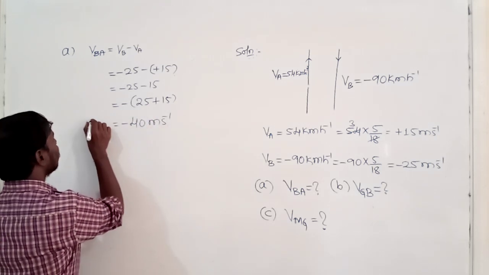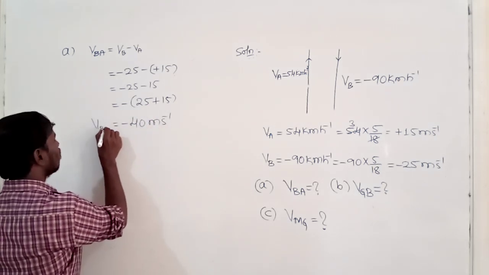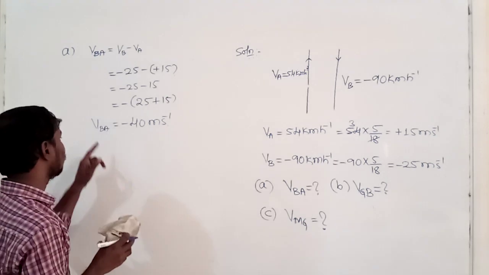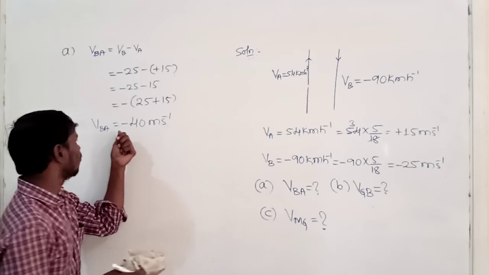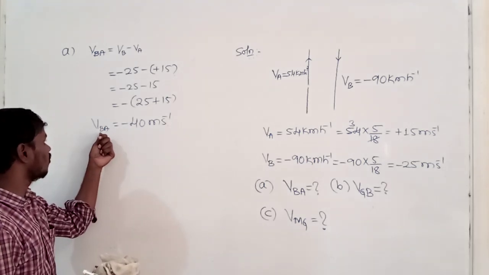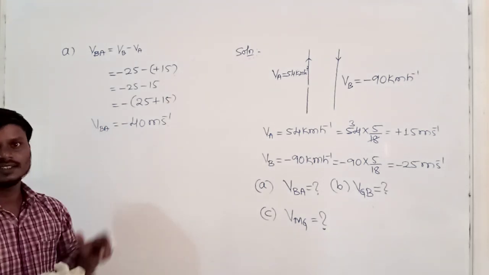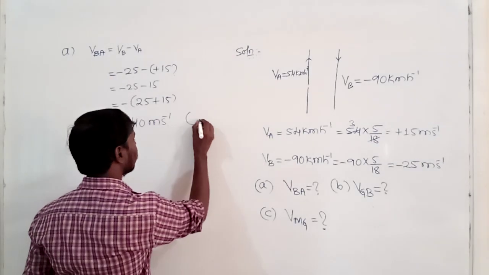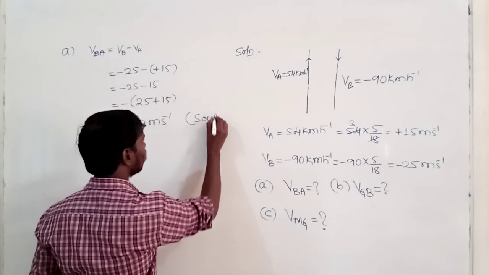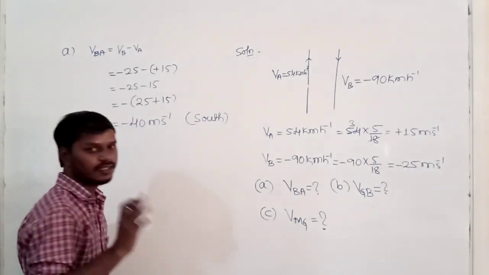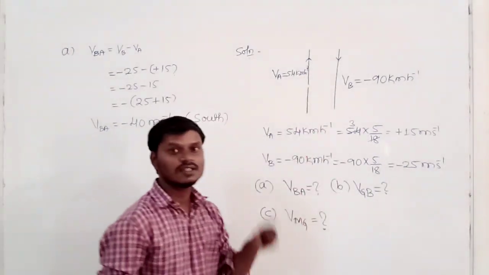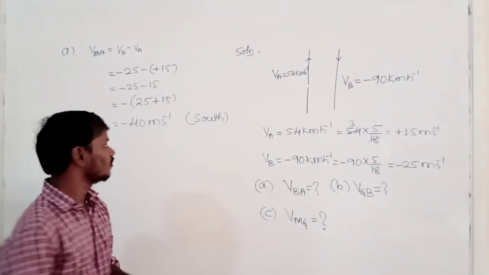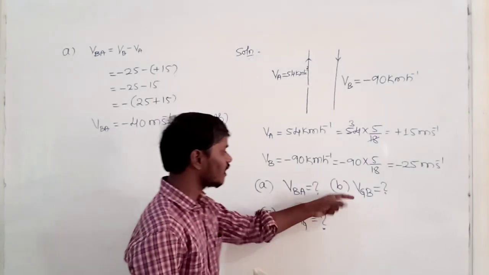So what is the negative sign indicating here? With respect to train A, train B is moving in which direction? South direction. That is why we got the relative velocity of train B with respect to A as negative. That means train B is moving in south direction with respect to train A, because train A goes north but train B goes south. Okay.